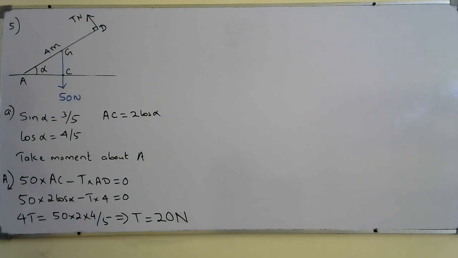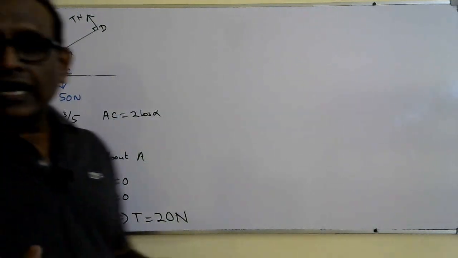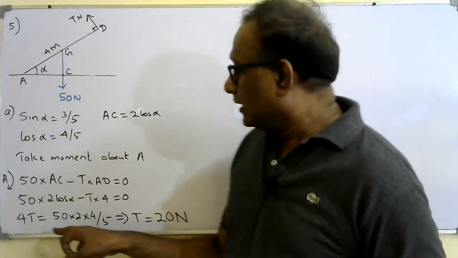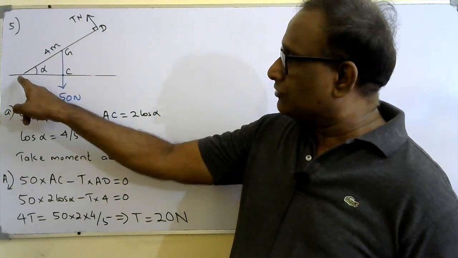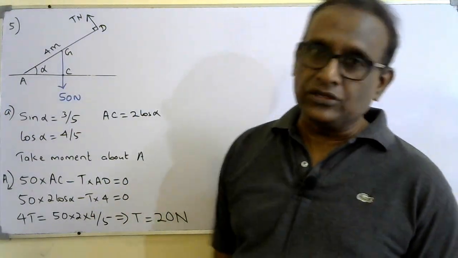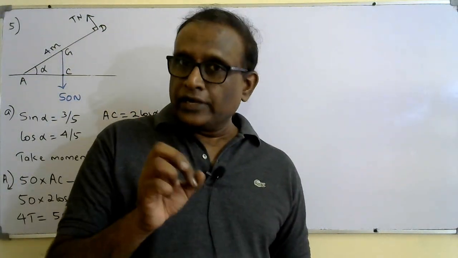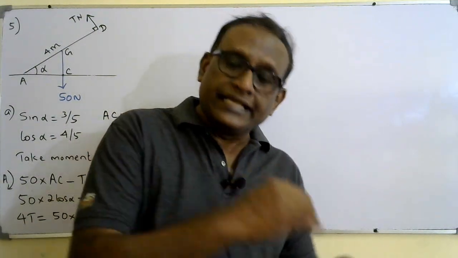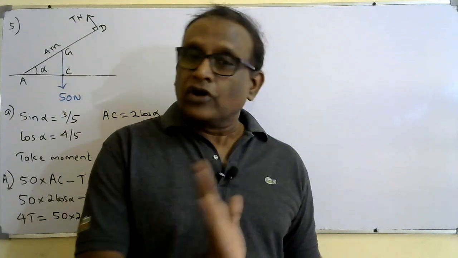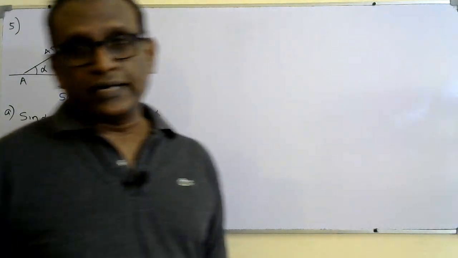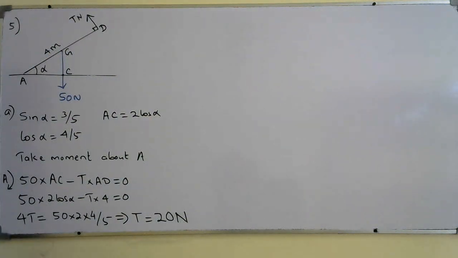Take moment about A. There are forces acting at A, but since I took moment about A, those forces won't be included in my moment equation, because the distance from A to A is 0. That's the advantage. If you take moment about a point where there are a lot of unknown forces, those forces won't be included in your calculation. So you can avoid those unknown forces and easily reduce the unknown quantities in the equation.